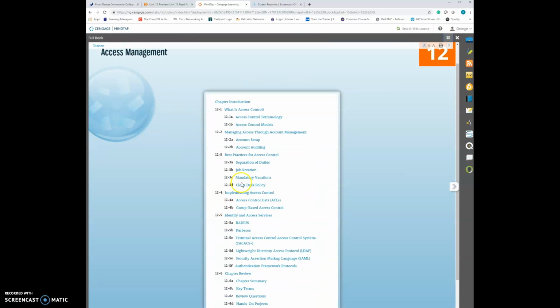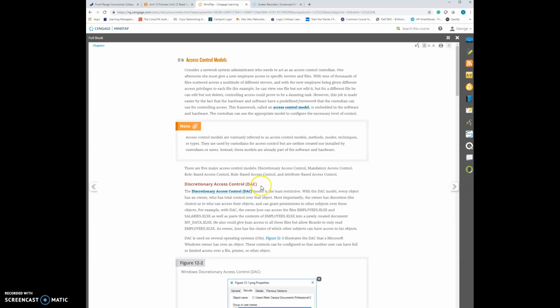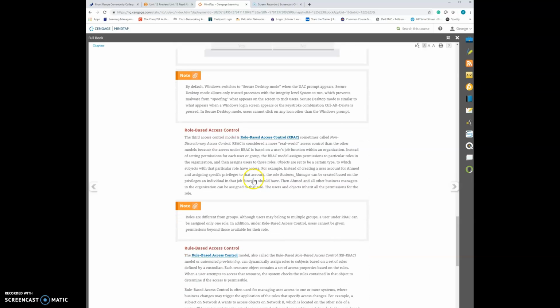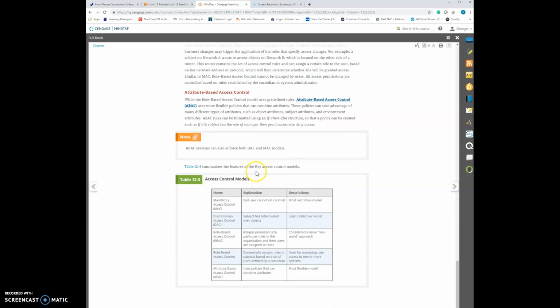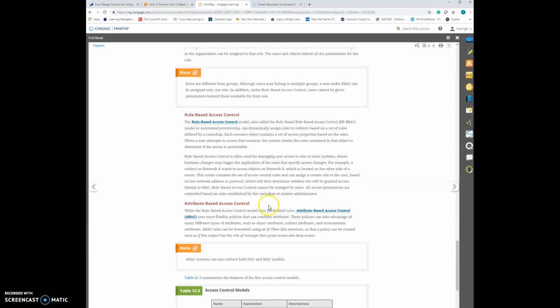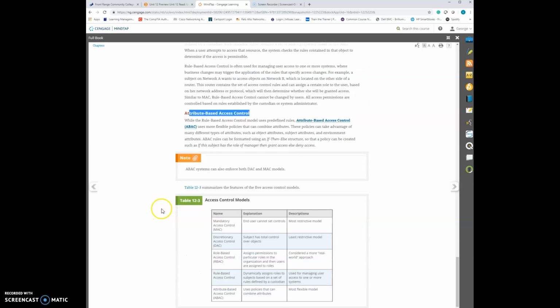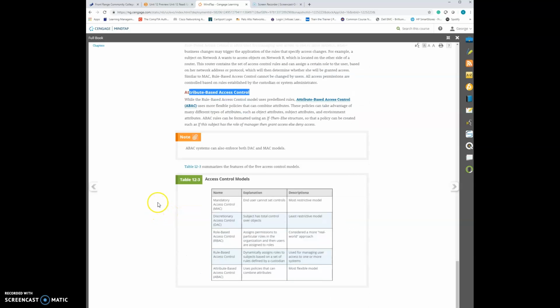When we look at access control, we have discretionary access control, the least restrictive. Then we go to mandatory, the most restrictive. Then we go in the middle where we have rule-based and role-based, and even we get into attribute-based rules that people can access their files.